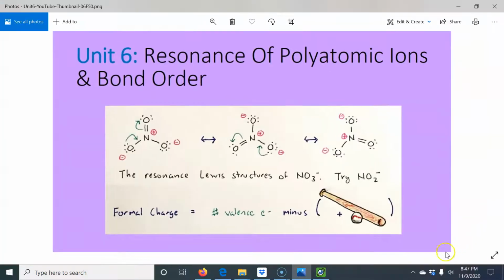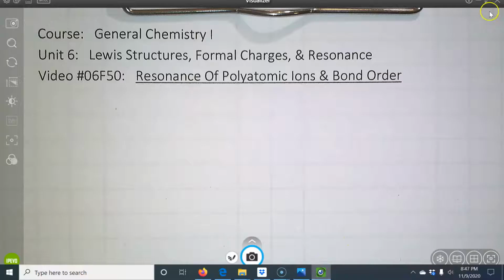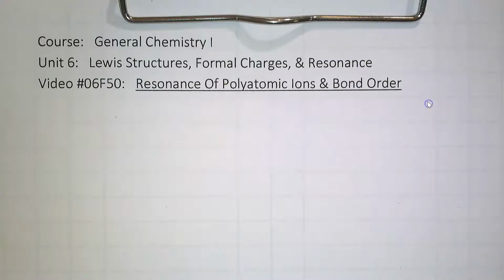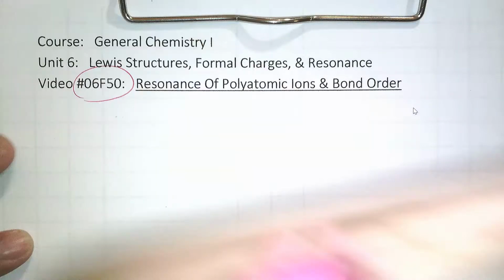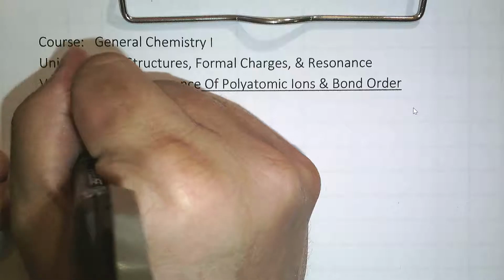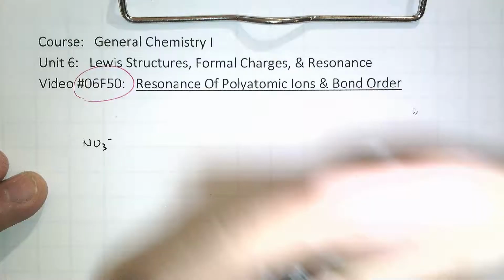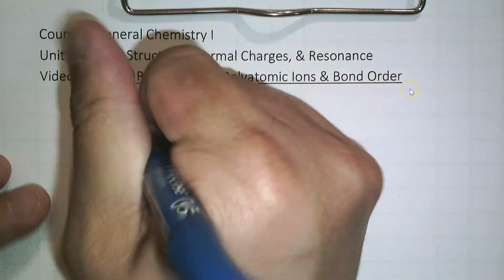Now, I know what a lot of you are saying. Well, aren't those three just the same drawing, just rotated? They look like that, but in resonance, you have to keep all the atoms still. So let me show you that example, the nitrate example. The terminology is that NO3 undergoes resonance.